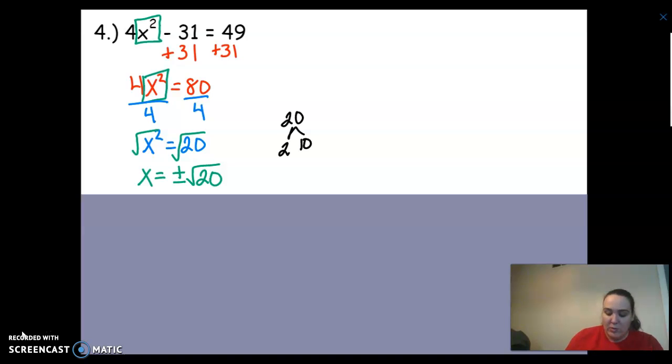Let's say maybe I want to do 2 and 10. You can do 4 and 5. This is 2 and 5. Well, sure enough, I have this pair of 2's right here that make a perfect square. Now, when that goes on the outside, that means I now have x equals. That 2 needs to be touching that square root, meaning it's going to go after that plus or minus. And then this 5 is going to go on the inside.